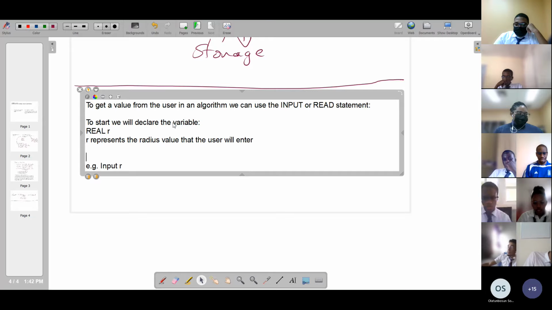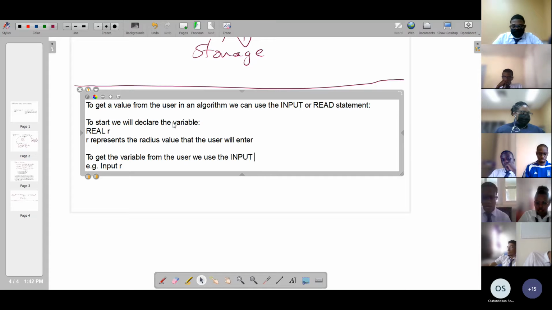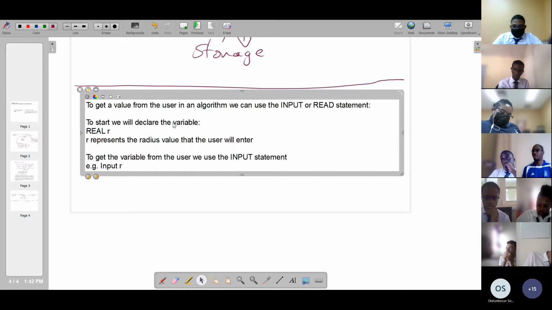Then to get the variable from the user, use the input statement. Okay, so we say input R. What does that tell me? It tells me that my algorithm, if it were executing on a computer, will be waiting on input from the user. So the user will put this input in and it will store in the variable R.